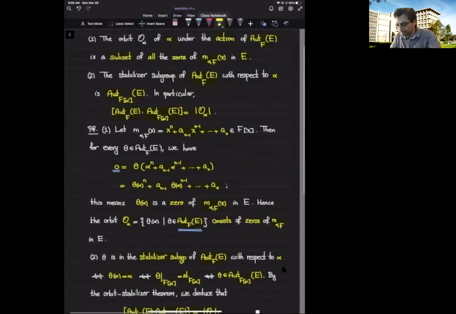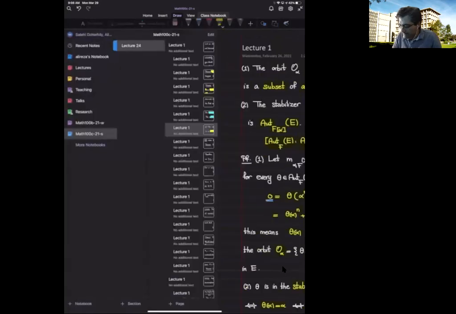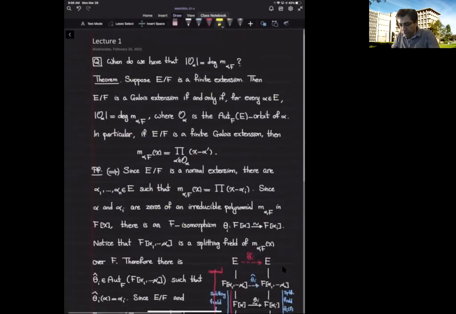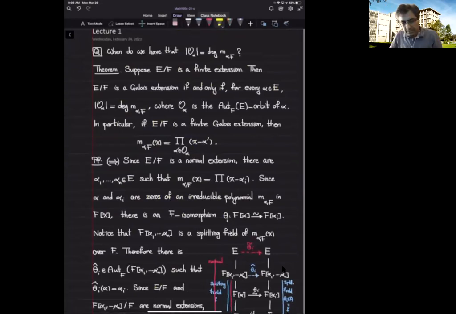Okay, so now let's go to this question. We have already shown that the number of elements inside this orbit is definitely less than or equal to the degree of the minimal polynomial. But now the question is, when do I have equality?